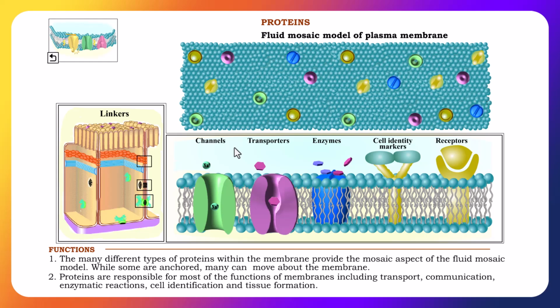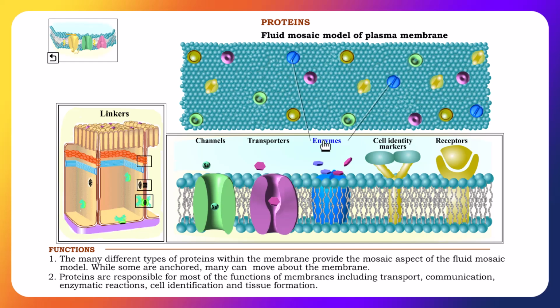Now, in general, proteins are responsible for most of the functions of membranes, including transport, communication, enzymatic reactions, cell identification, and tissue formation. So here we have several different types like channel proteins, which allow certain ions to move in and out through them. We have transporters, which may facilitate molecules such as glucose to move through the cell membrane. Glucose cannot move on its own, so it needs this transporter.